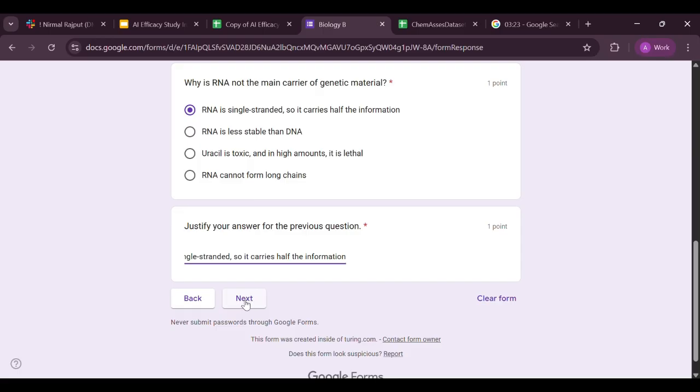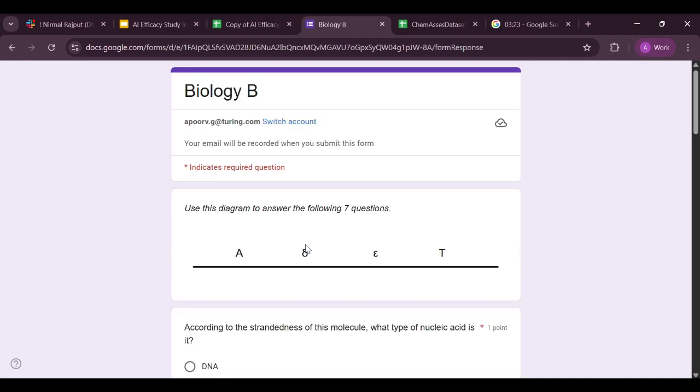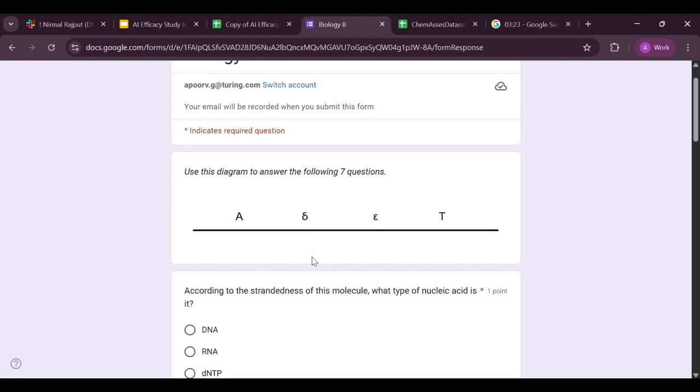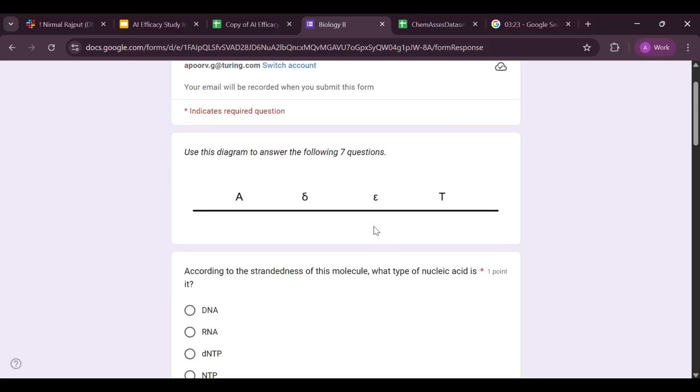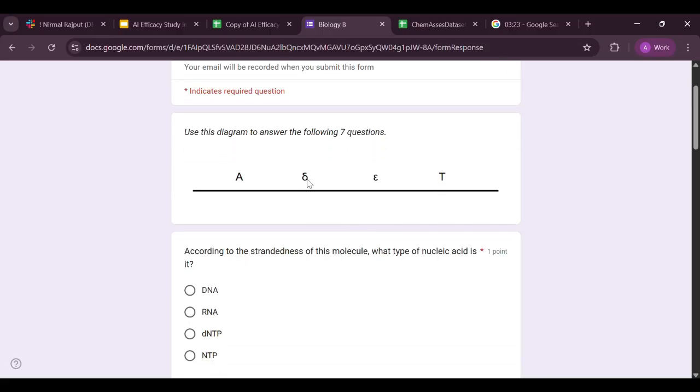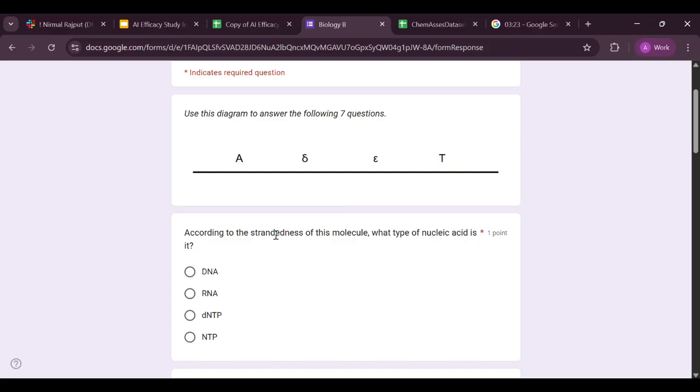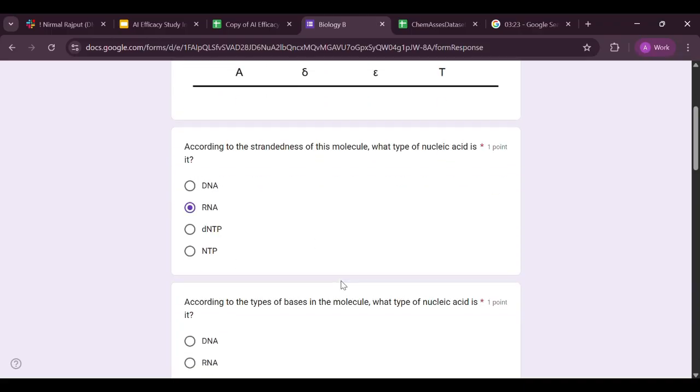Now moving forward, here we can see there is a sequence of A, delta, epsilon, and T, and it is single stranded, as we can see in the image. So according to the strandedness of this molecule, what type of nucleic acid is it? I guess it is single stranded, so the option will be RNA. Let's check whether it is going to be correct or not.